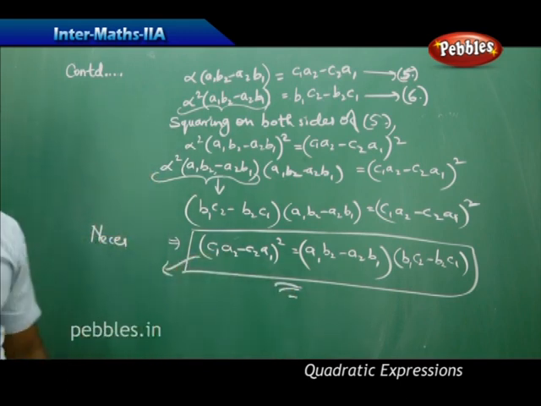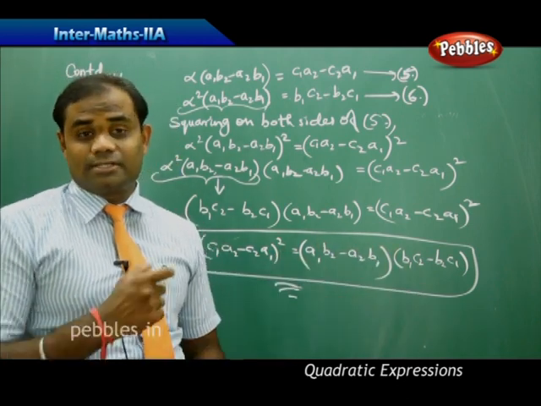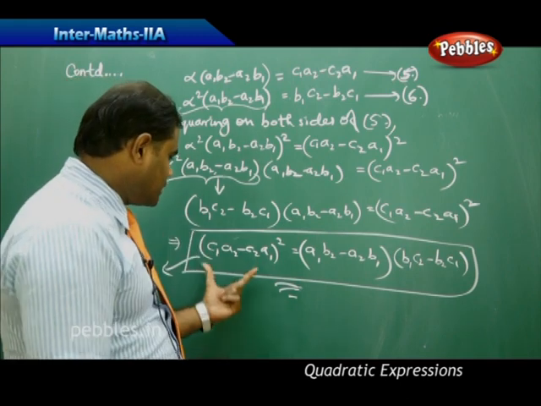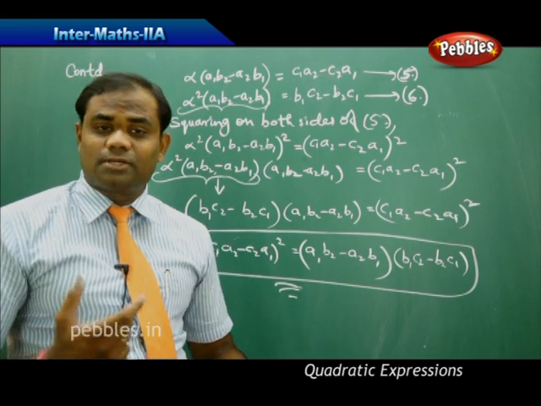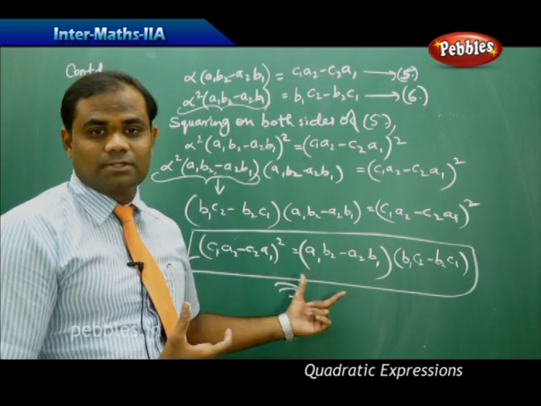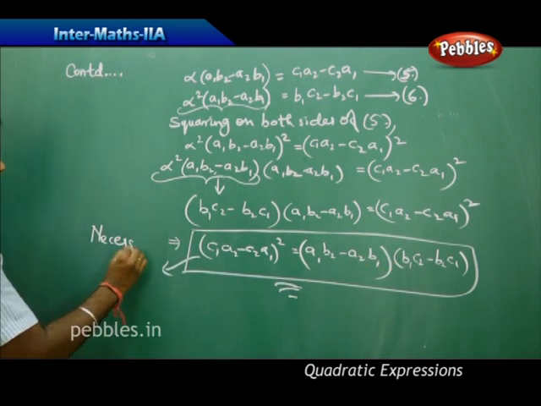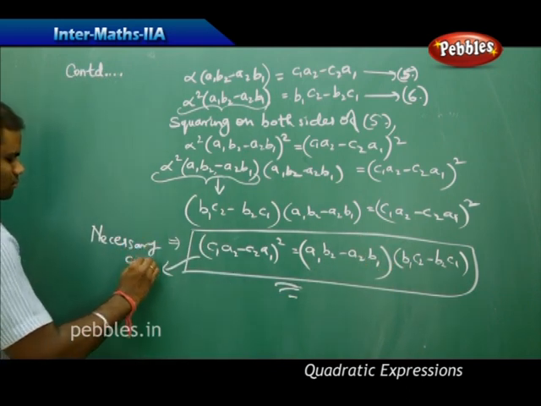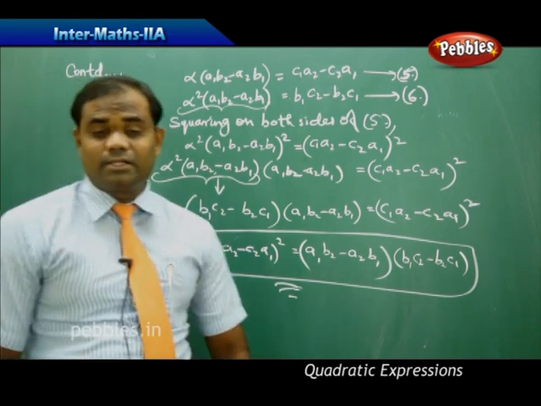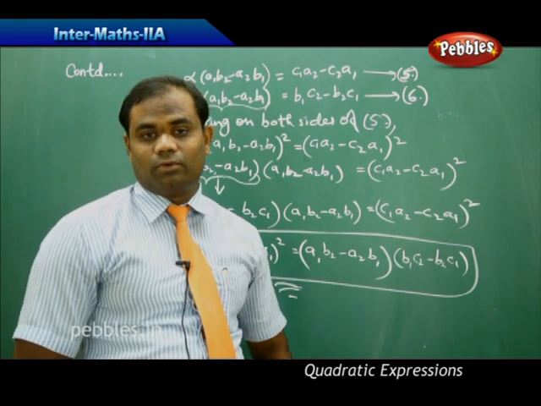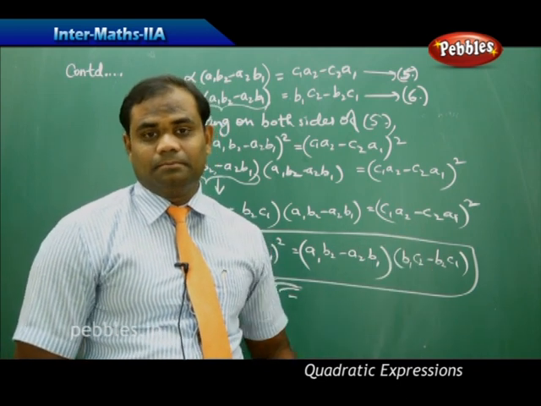Now, assuming that alpha is the common root, I proved that this is equal to this. This is called the necessary condition. Now, assuming that this is equal to this, I prove that alpha is the common root, which will be the sufficient condition, the reverse process of the necessary condition and its proof. This is how we understand the necessary condition through the proof. Now let's see the sufficient condition of the theorem.